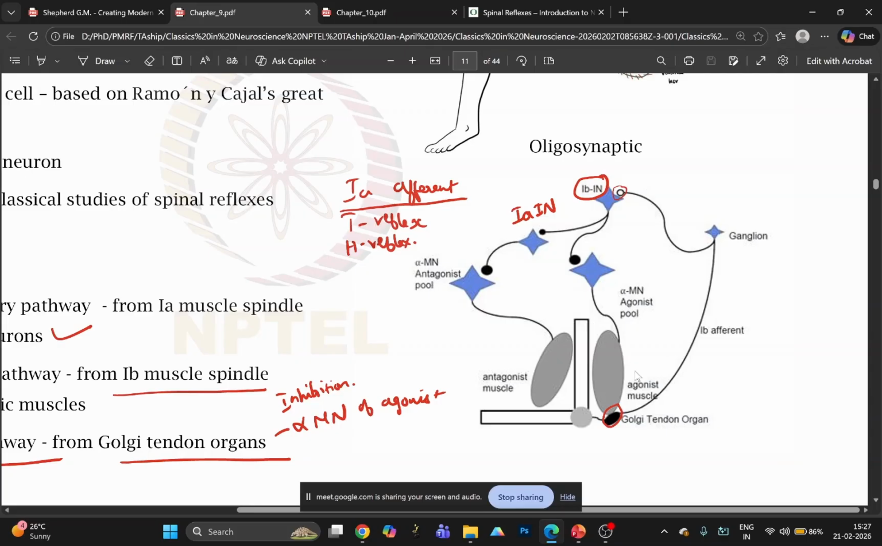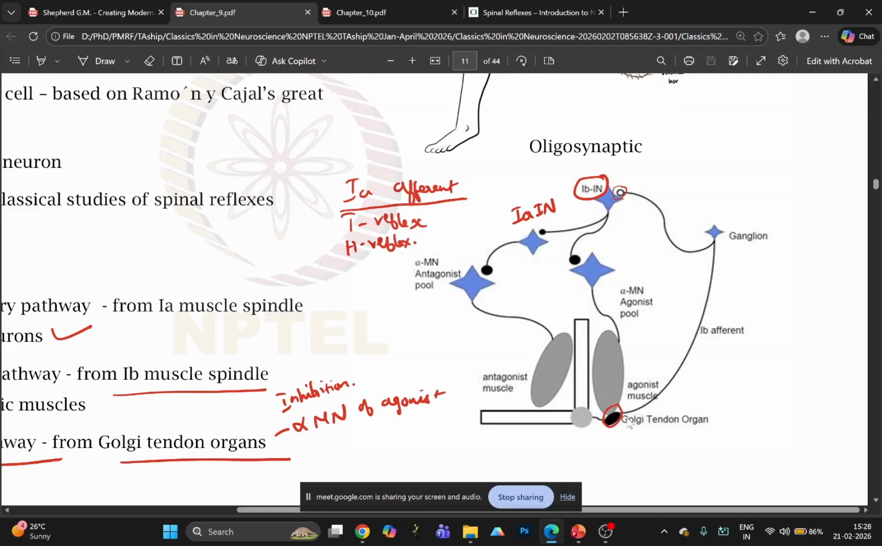And that is very apparent here because these Golgi tendon organs, which are close to the tendon that has been stimulated, will know when the agonist muscle is getting stretched. So they respond to the tension. This is something called proprioception. These Golgi tendon organs will respond to the tension of the tendon.